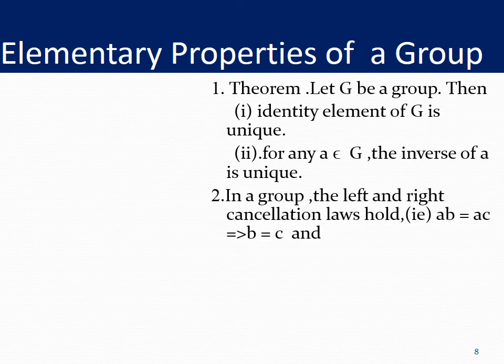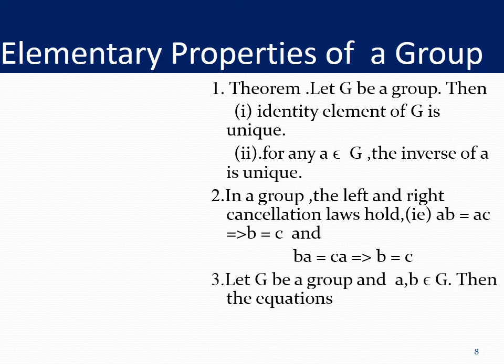Next property, in a group, left and right cancellation laws hold. What is it? ab equals ac. a appears on the left side on both sides of the equation. So cancelling a on both sides, we get b equals c. So left cancellation law. Another one, ba equals ca. Here a appears on the right. Cancelling a, we get b equals c. So left and right cancellation laws hold.